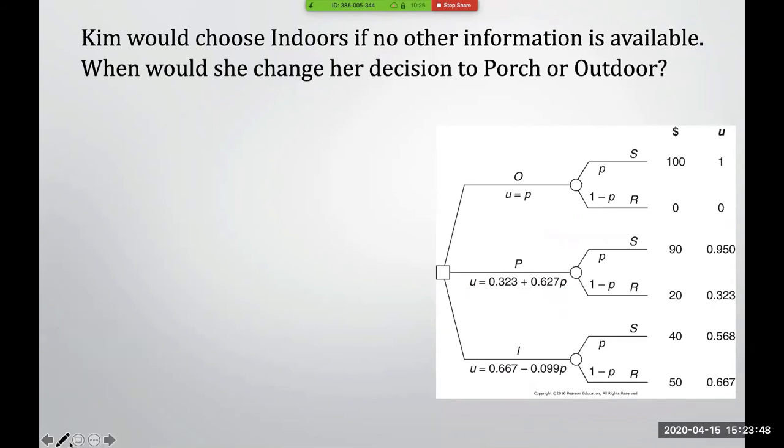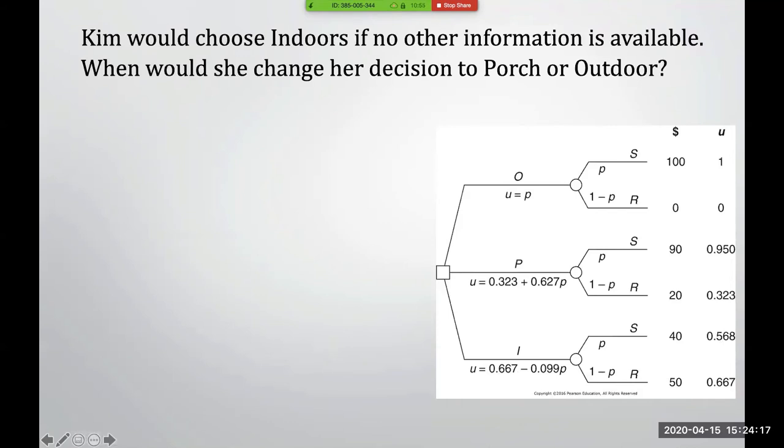Okay, and then using the same method, you can do this one. So this U value would be equal to P times 0.568 plus 1 minus P times 0.667. And simplify that expression: the U value of an indoor party given any P is equal to this.